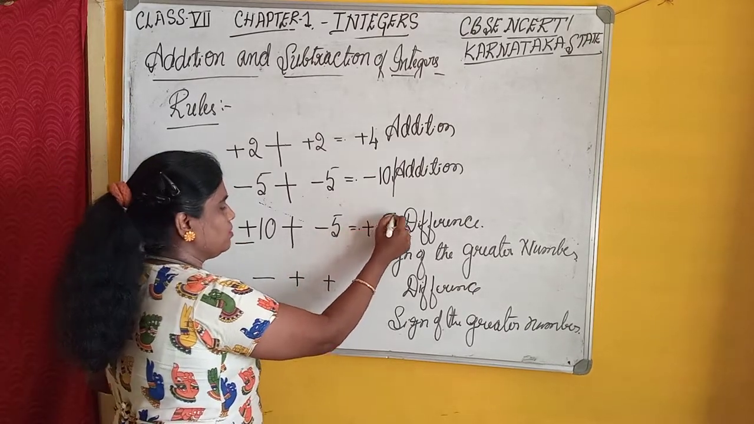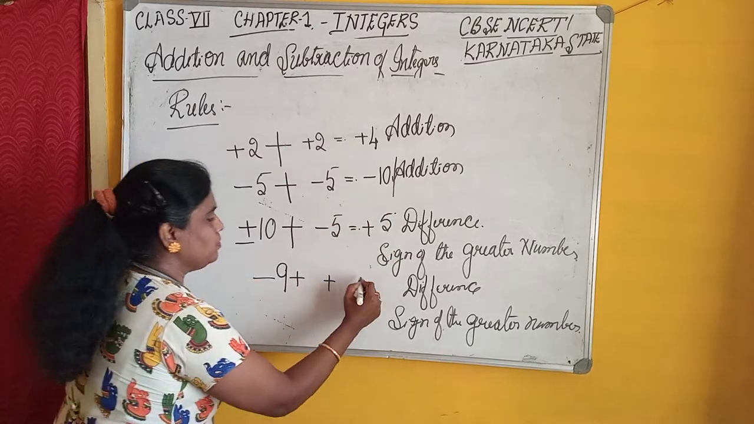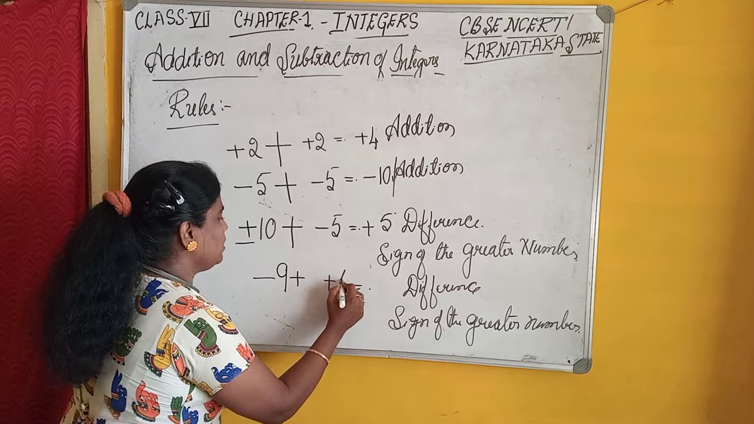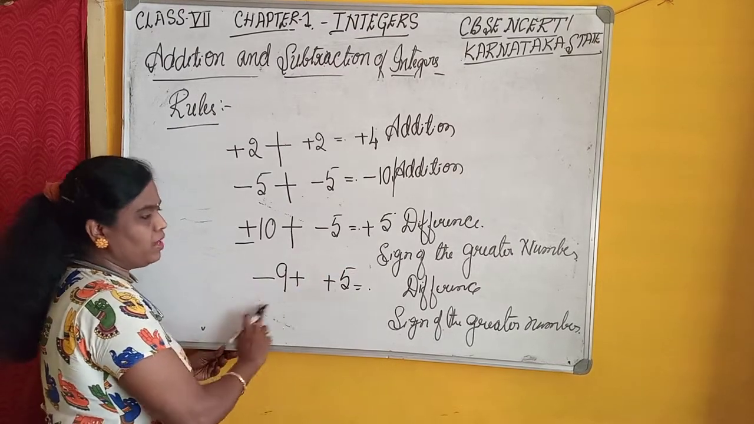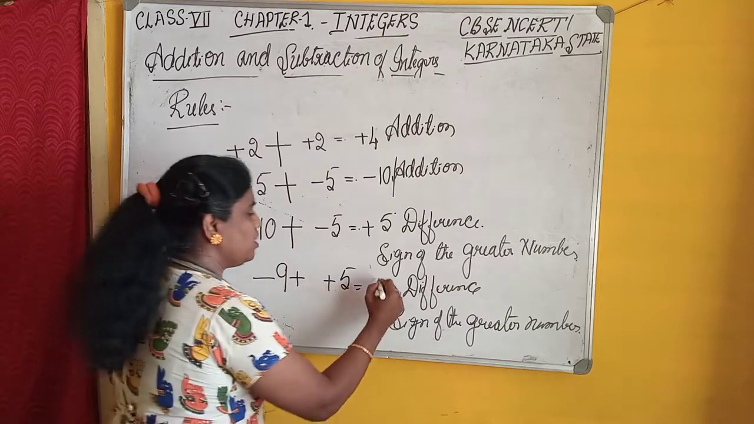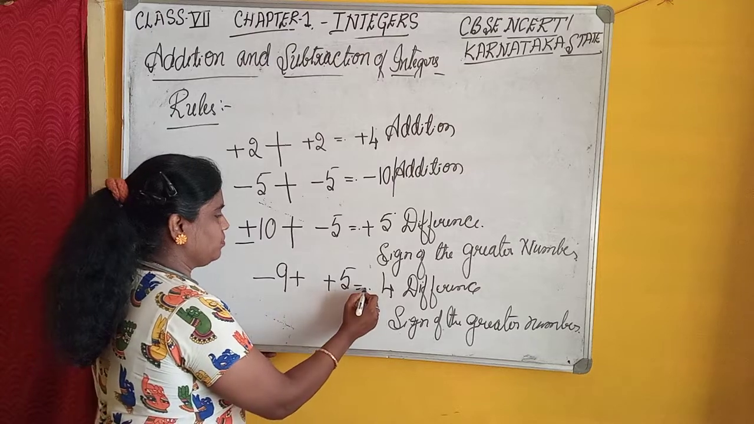Write plus. Okay, here, if you take minus 9 and plus 5. Minus is there and plus is there. We have to take the difference anyway, that is 4. The sign will be the greater number's symbol.